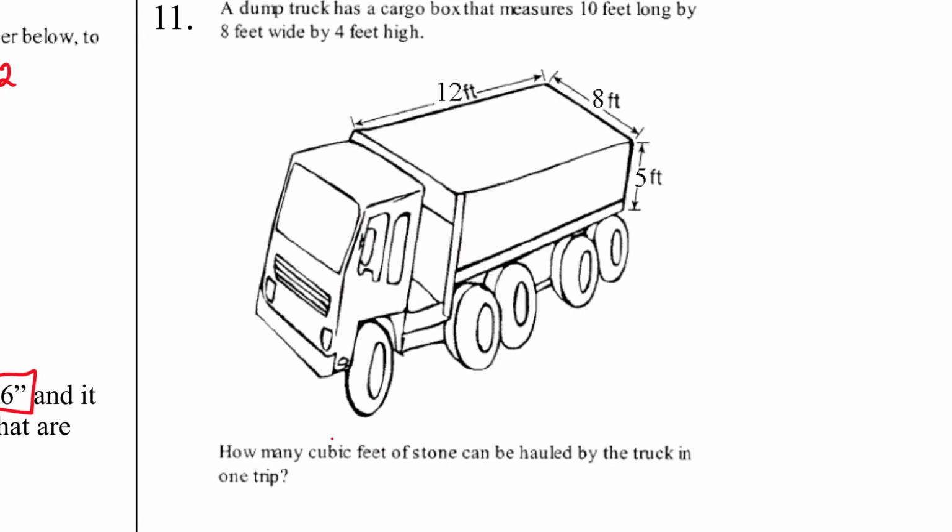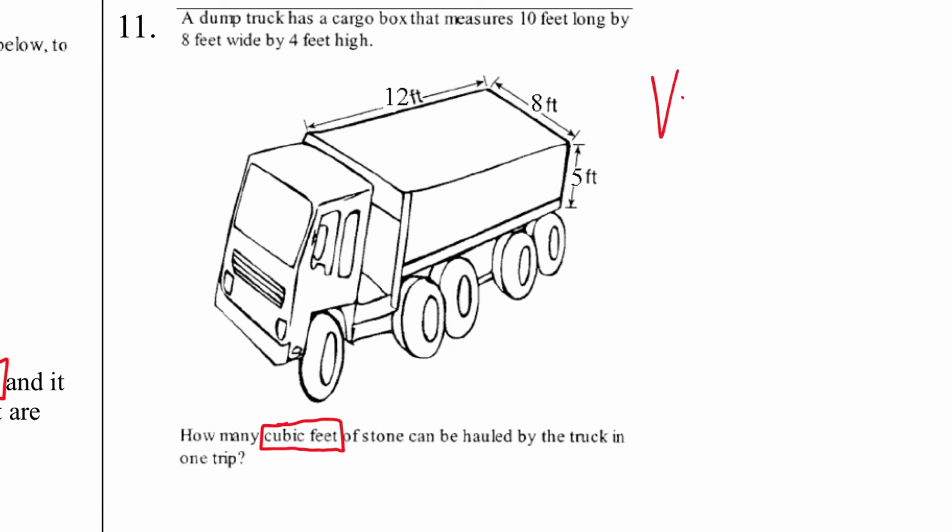Okay, number 11 asks about how many cubic feet. So what is cubic feet talking about? Is it area or volume? It's talking about volume. So it wants to know the volume, and this is a rectangular prism. Volume of a rectangular prism is the area of the base times the height. So the area of the base is going to be 12 times 8, and then the height is 5.